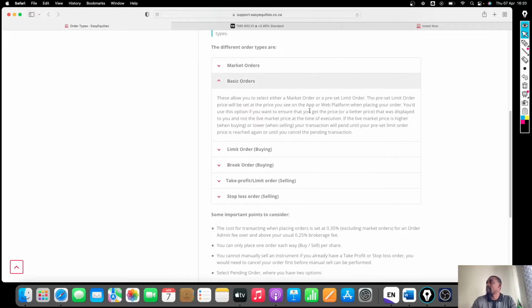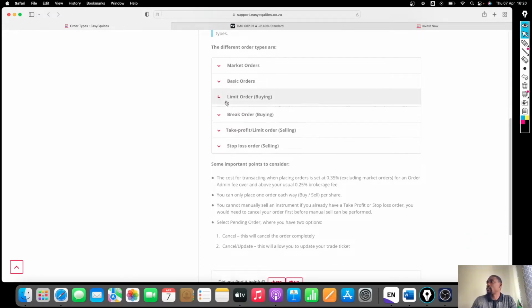Then there are different orders there, so they allow you to select the market order, which I've just described, or the preset limit order. Here you need to have a specific price, a price that you want to get from the market, and then you tell the broker to execute my trade if and only if this specific price is hit. If the price is not hit, then that trade won't go through. I will share with you the advantages and disadvantages of using a limit order.